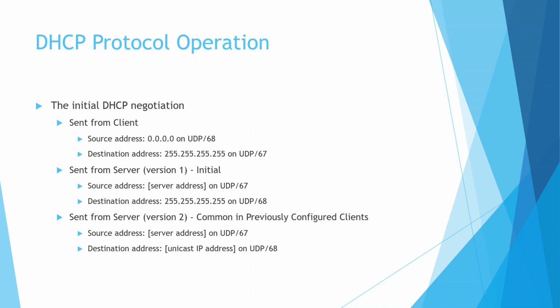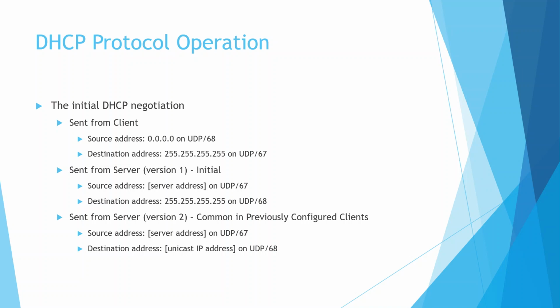So this is a little bit general, how we do the negotiation process, or the type of message that we send. When we're sending from the client, again, we don't have a network configuration at this point. So we're going to send with a source address of 0.0.0.0, and we're going to send this with UDP port 68. And then the destination address is going to be 255.255.255.255, destined to UDP port 67.